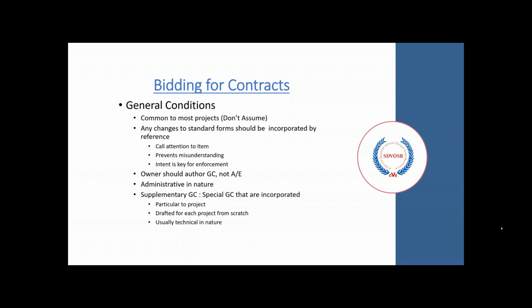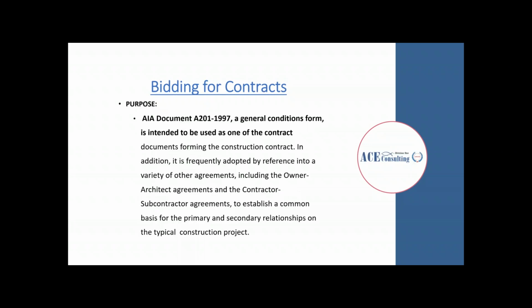Sometimes you will see supplementary general conditions. These are general conditions that are particular to a specific project and are often created from scratch for those particular projects. The AIA A201-1997 is a typical general conditions form. It's intended to be used as one of the contract documents that are formed in the bidding documents.